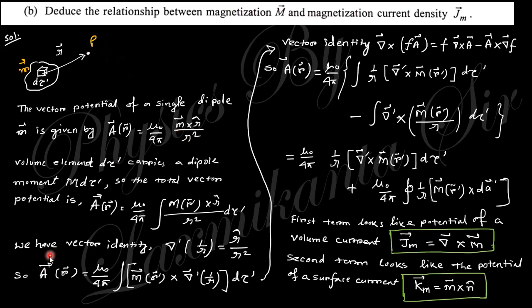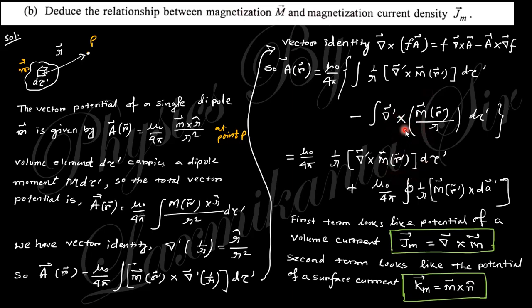So the vector potential at point P will be like this. The volume element d tau prime carries a dipole moment M d tau prime, so the total vector potential will be like this. We have a vector identity: gradient prime of 1 by r equals r cap by r square. So this gives you this relation, and this vector identity gives you these two terms.